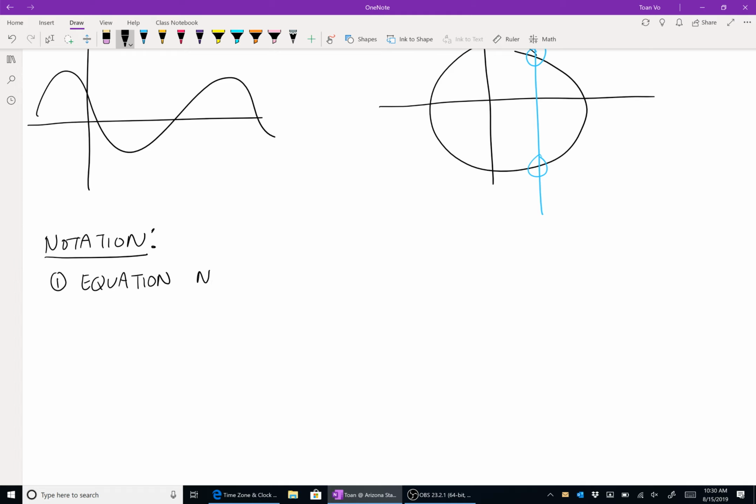There's equation notation, which, as the name implies, is just a regular equation. The only difference is you're going to have two variables, x's and y's. For example, y equals 3x plus 2 is an example of a linear equation which represents a function.